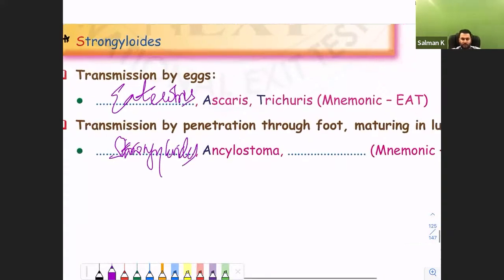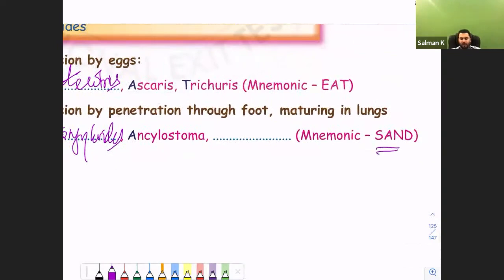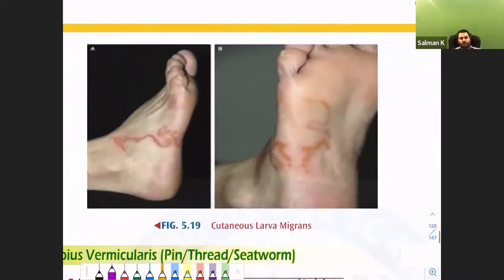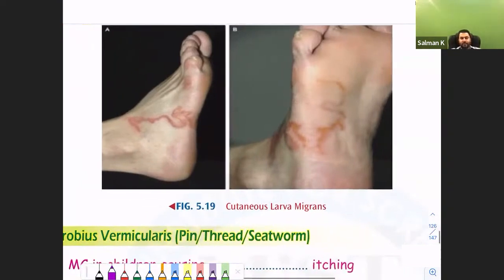Strongyloides. Do you remember this mnemonic, sand? These organisms come through your feet. Are you understanding this? They enter through your feet, causing this condition called cutaneous larva migrans. So these are the worms entering through the feet, causing what condition? Cutaneous larva migrans. That is the mnemonic called sand.